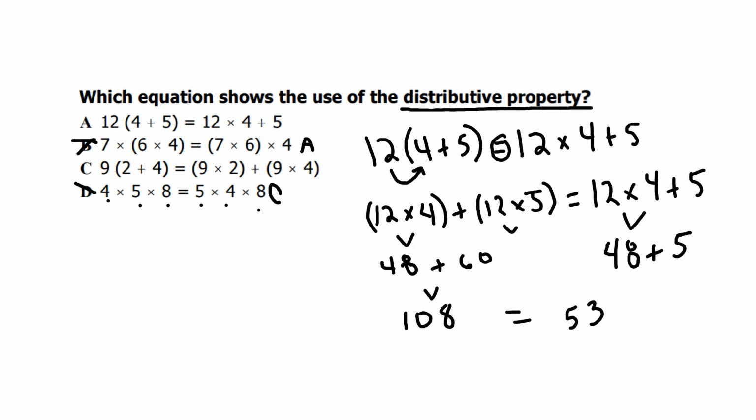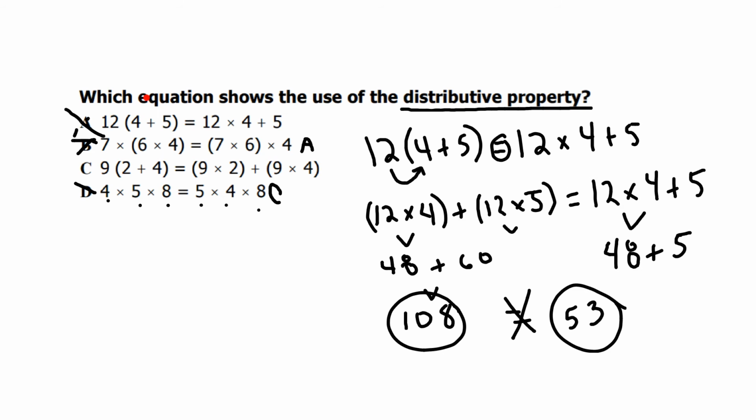Wait a second. If this side over here is equal to 108, and this side over here is equal to 53, both sides are not balanced. This is not an equality. This is called an inequality because the sides are not equal to each other. They're not the same. So we know that letter A is not an example of anything because it's not true. This is not a true statement that 12 times 4 plus 5 is equal to the same thing over here. The parentheses change that because they tell us to distribute this number to each of those.